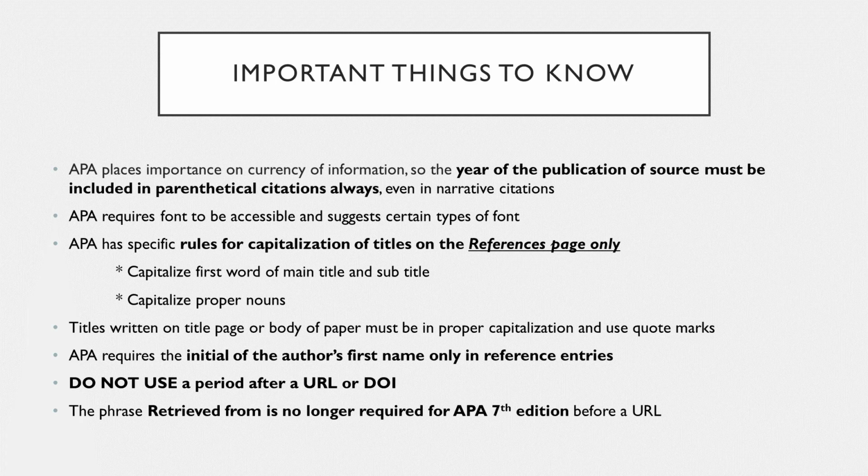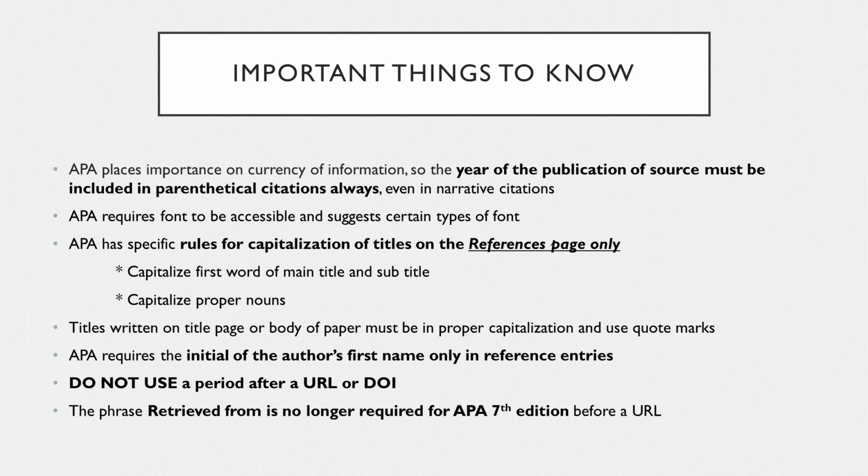Now, titles written on the title page or in the body of a paper do need to be properly capitalized and use quote marks. The quote marks are not used in reference entries. APA requires the initial only of an author's first name to be used in reference entries. Also, APA does not use a period after a URL or DOI, so no end punctuation when it comes to electronic addresses.